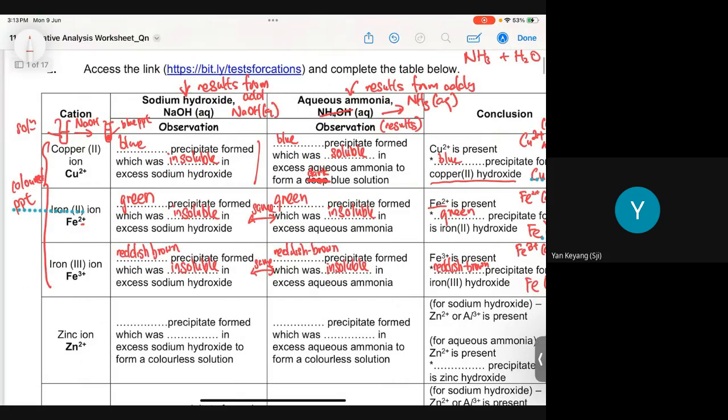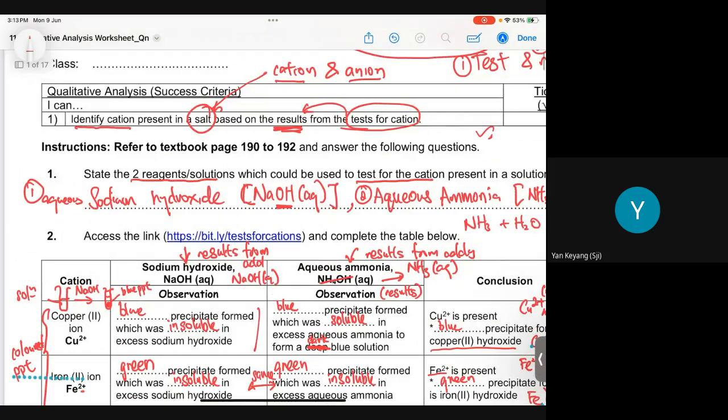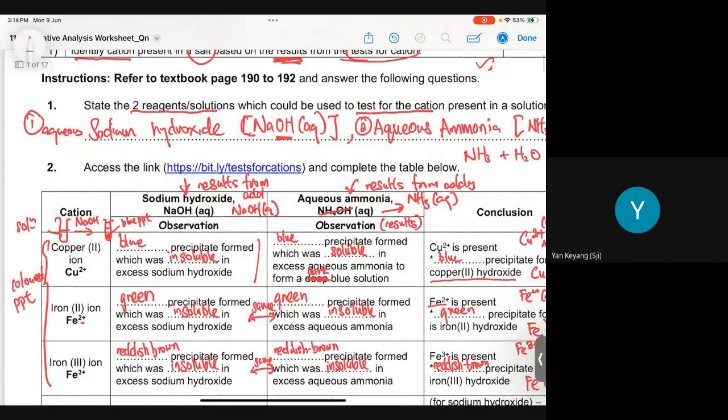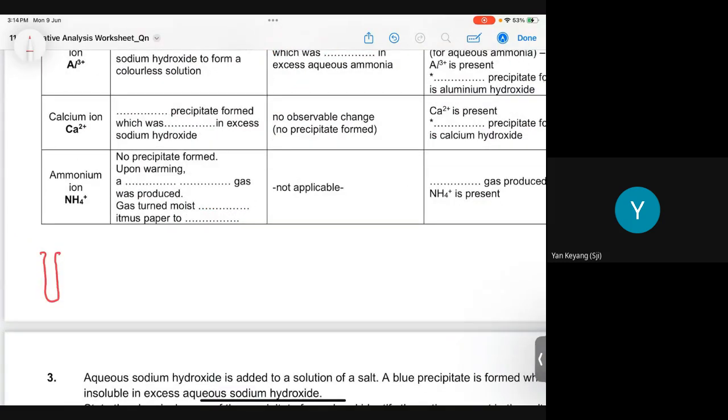So back to the very original part, remember that this is qualitative analysis. You're trying to find out what is in the unknown. So usually, I'm going to scroll down a bit, in this blank space here. Normally, you have a test tube, there's an unknown X. You want to find out what is the cation ion inside X. You want to find out what's the anion inside X. So therefore, to test for the cation ion, you will, in X, add in sodium hydroxide, or in X, you will add in aqueous ammonia.